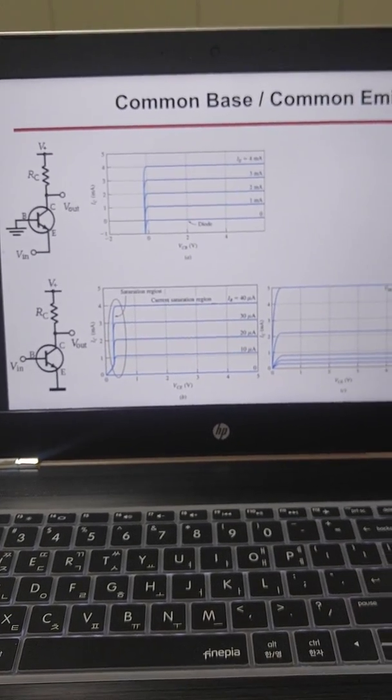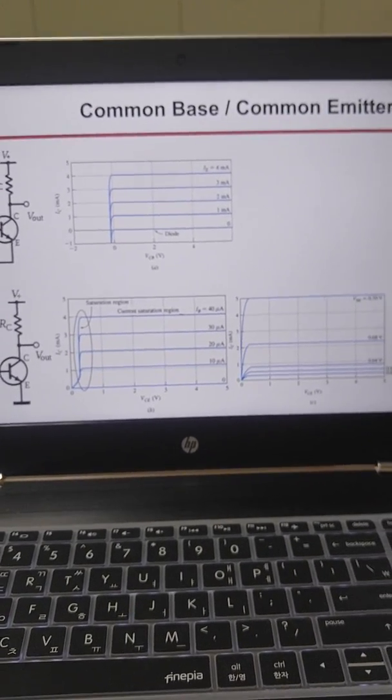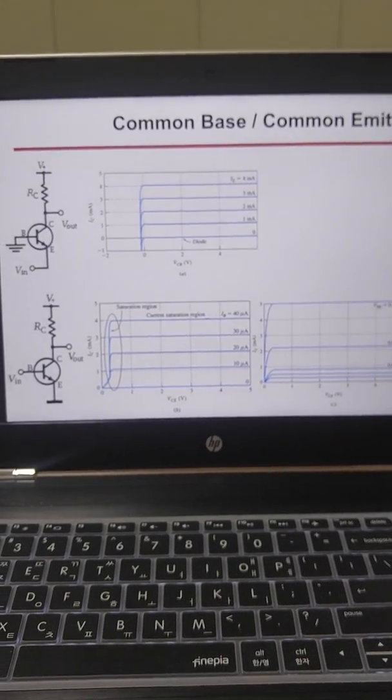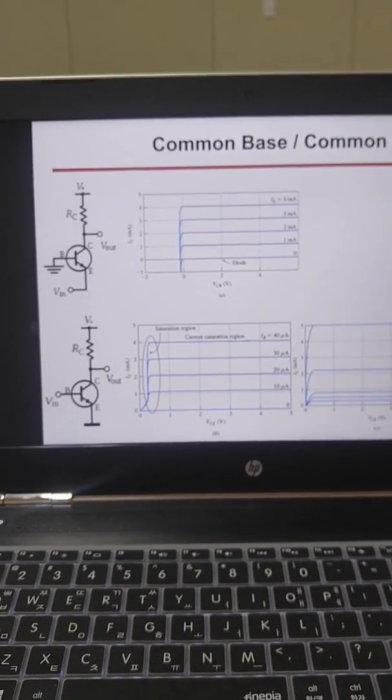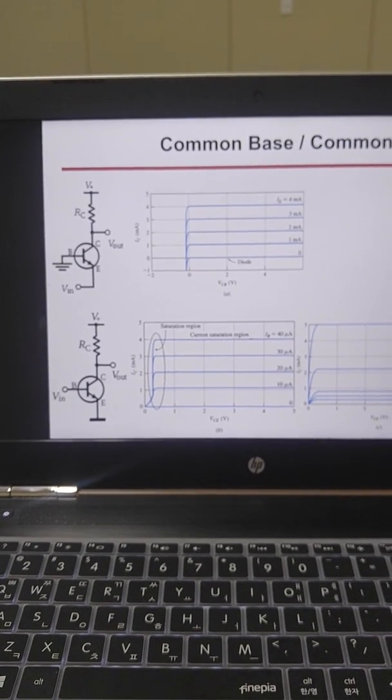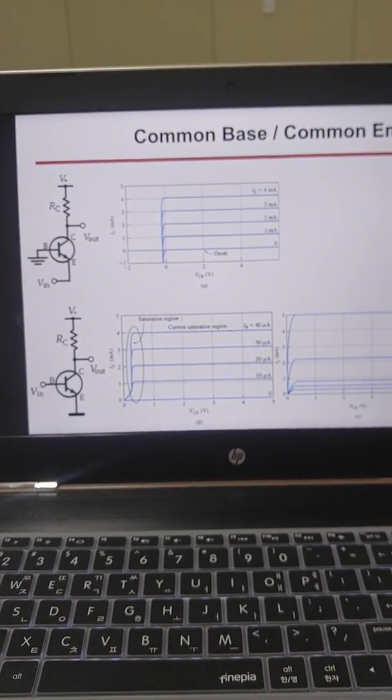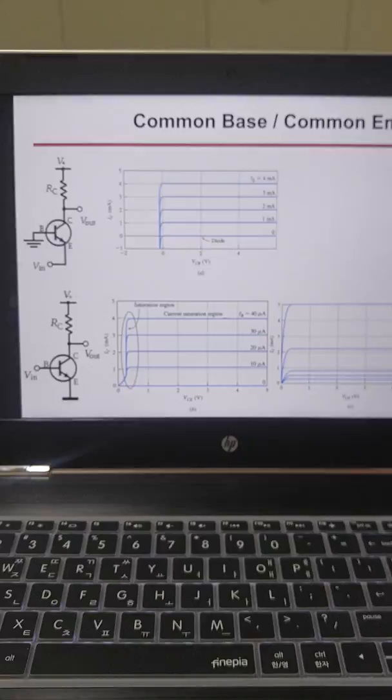Today we have learned about common emitter, common base, and some of the other memory devices. First, I'm going to review common emitter and common base. Last, I'm going to introduce memory devices.